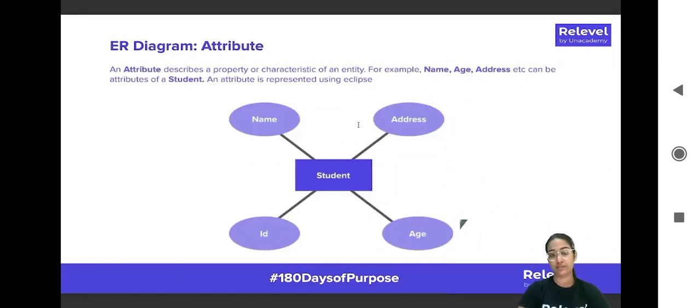Then we talked about attributes. Now we are putting all the things together. An attribute describes a property or characteristic of an entity, like we've already discussed. For example, name, age, address are all attributes of a student. An attribute is represented using an ellipse right over here. So student is an entity, and connected to that we have multiple attributes. Name is an attribute, address is an attribute, ID is an attribute, and age is an attribute. Now if you think of it over here, can I say that I can put an underline below ID?